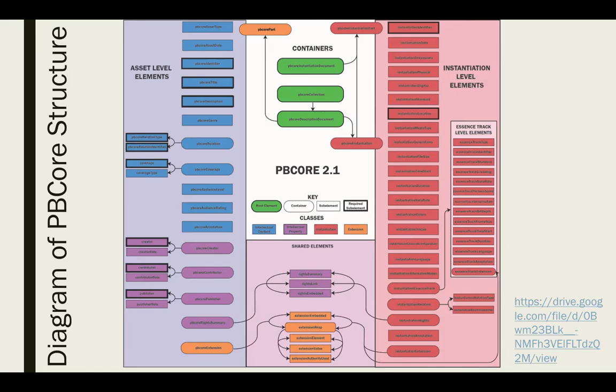Here's a diagram of the PBCore structure. As you can see, you have different levels of elements. It's color-coded for the different classes. In green, you can see the root elements at the top, so the required element. And you can also see how there are some shared elements and really just how it flows. So this is a nice picture of the structure of the standard.